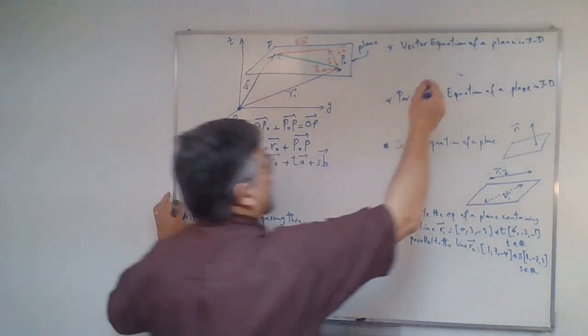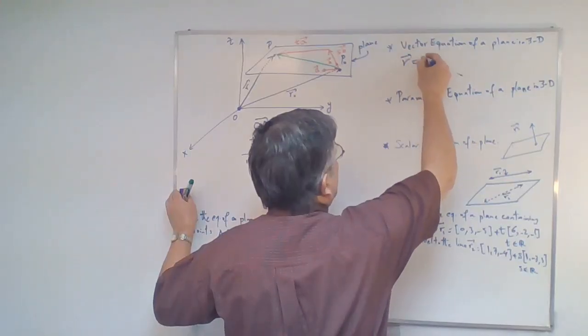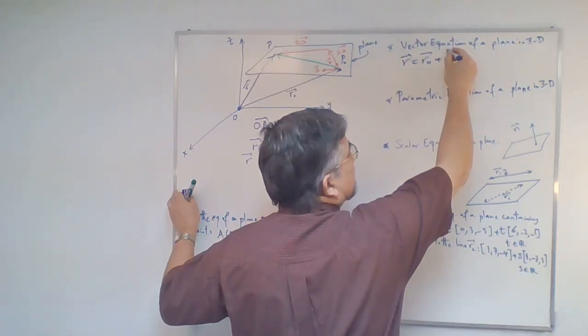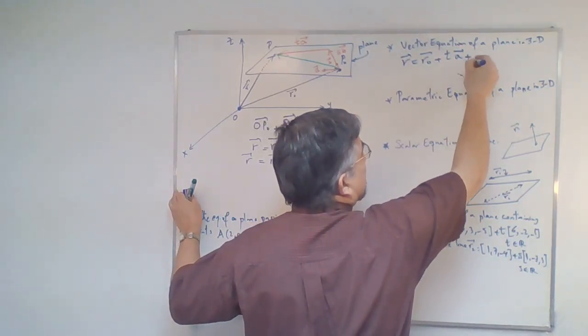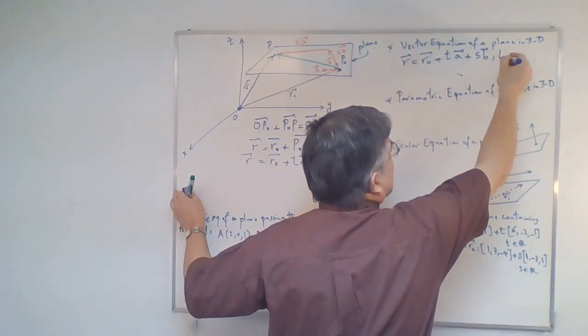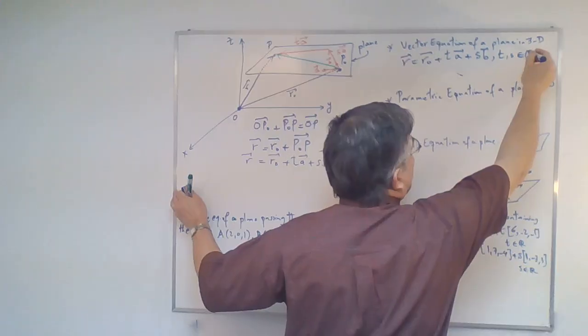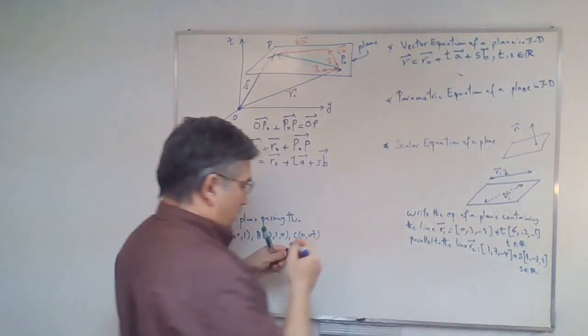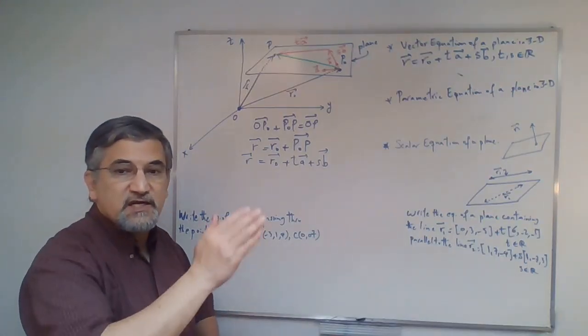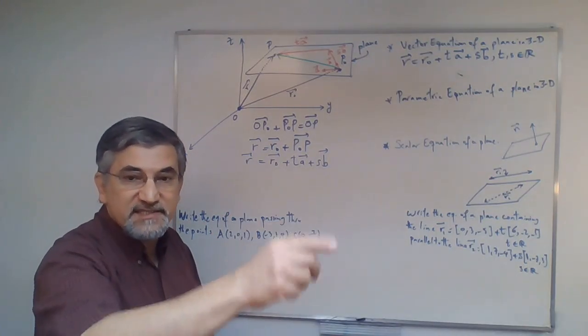So I'm going to write that down here. Vector r equals r sub 0 plus T times vector A plus S times vector B. And T and S are both real numbers, okay? Vectors A and B are known as direction vectors of the plane, as I said.